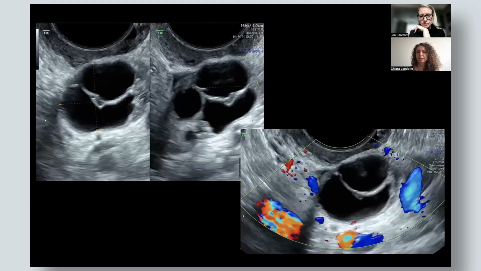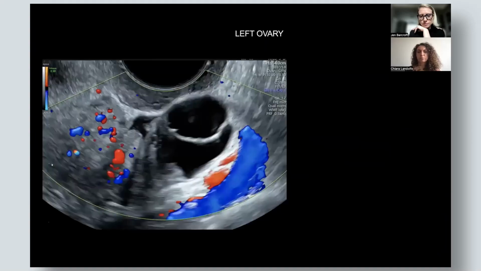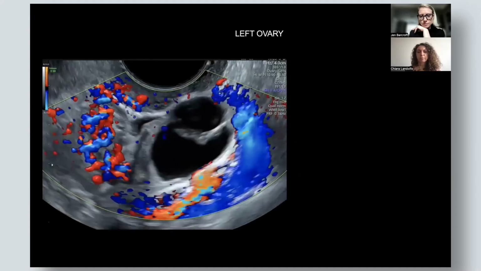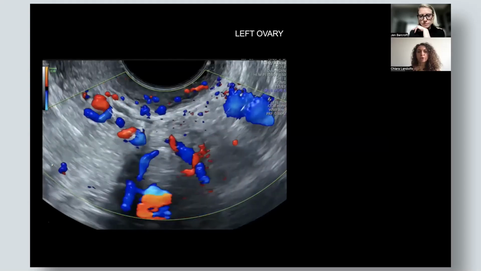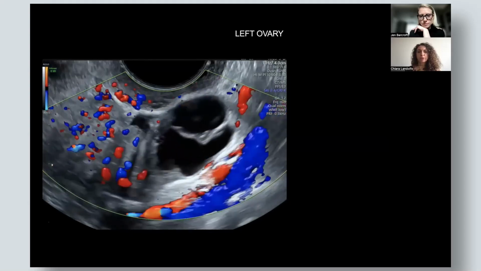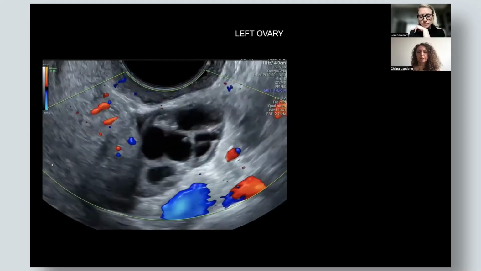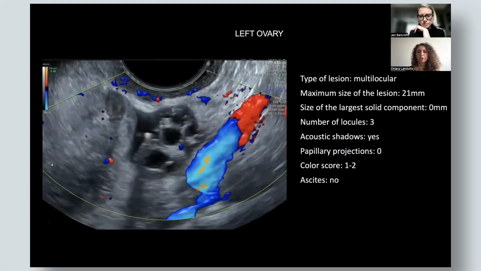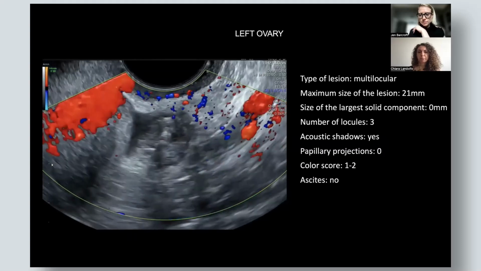Again, a very small cyst, just with some small vascularization. So if we are going to describe it according to IOTA, we would describe it as a multilocular lesion, 3 locules, 21 millimeter in the largest diameter, no solid component. There were some acoustic shadows, there were no papillation.